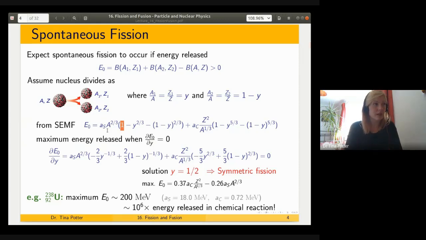So the maximum energy released, we can have a look at the maximum energy released here for this E0, and we'll just differentiate it according to Y and set that to 0, and that'll let us find the maximum. And we can find that that happens for when Y is a half, so that these daughter particles are equal size. Half of the nucleons are going to each, half of the protons are going to each. So if we have symmetric fission, a large nucleus dividing into two equal parts, the largest amount of energy is going to be released. So let's take uranium-238 here.